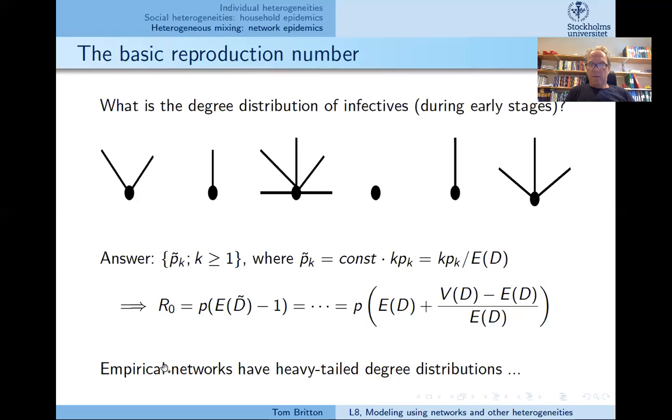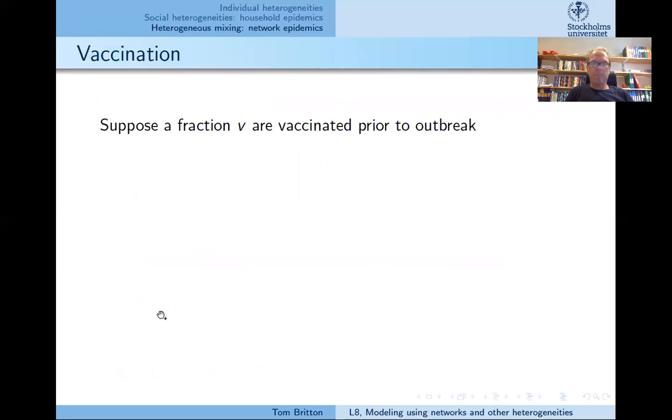And in fact, it is also known by sociologists that nearly all social networks, and for that matter other networks as well, tend to have heavy tail degree distributions. So this is bad news in the sense that then R0 will be big.